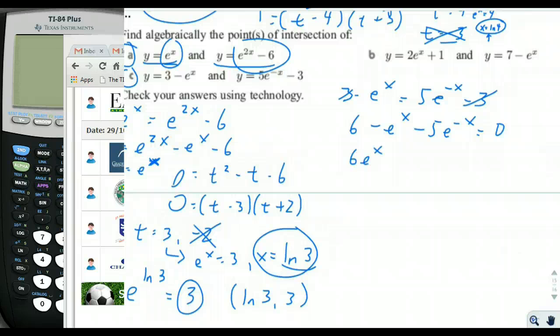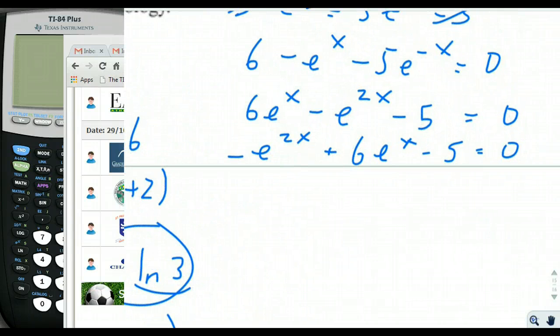6e to the x minus e to the 2x minus 5 e to the 0, because e to the positive x times e to the negative x is e to the 0. E to the 0 happens to be 1, so that's what we have now. So now we have negative e to the 2x plus 6e to the x minus 5 equals 0. And then to make it easier, let's just multiply both sides by -1. Okay, now it's a little bit easier to factor.